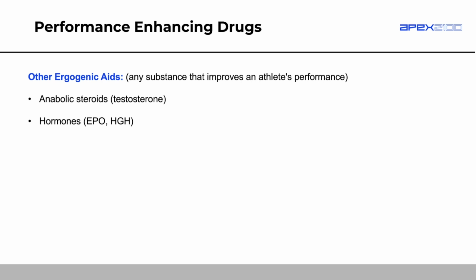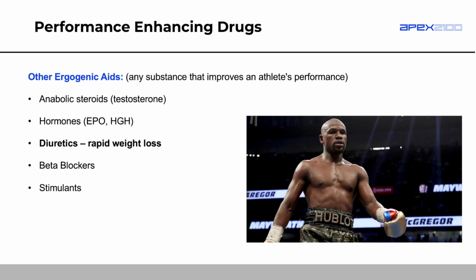Now, other ergogenic aids. So we've spoken about anabolic steroids, which is testosterone. It's also a hormone, and we've spoken about the other hormones as well, EPO and HGH. Are there any other ergogenic aids? So now I've gone through all of the ones that Lance Armstrong's done, but important to consider a few others in terms of sport. Firstly, diuretics, beta blockers, and stimulants. So let's look at diuretics first.